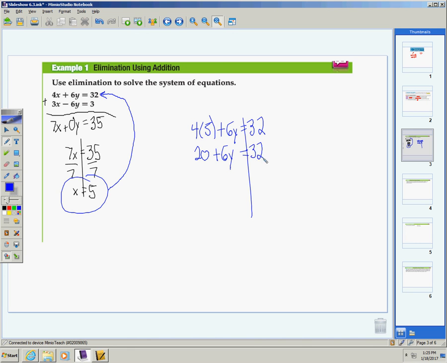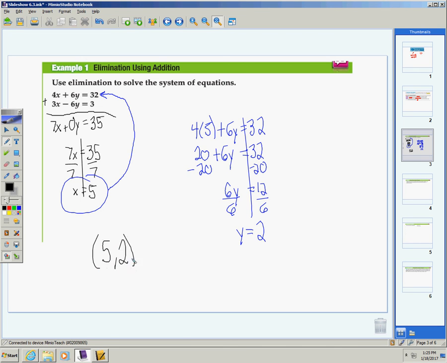Subtract 20 from each side. I get 6y equals 12. And then I divide each side by 6, and I get y equals 2. And then remember, you always write your final answer as an ordered pair, (5, 2).